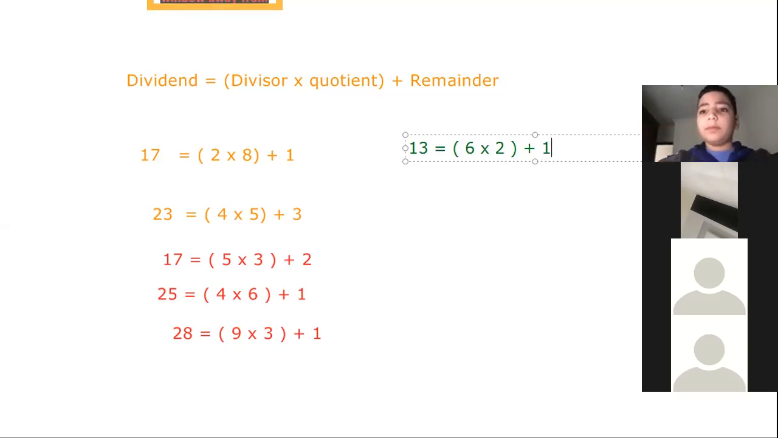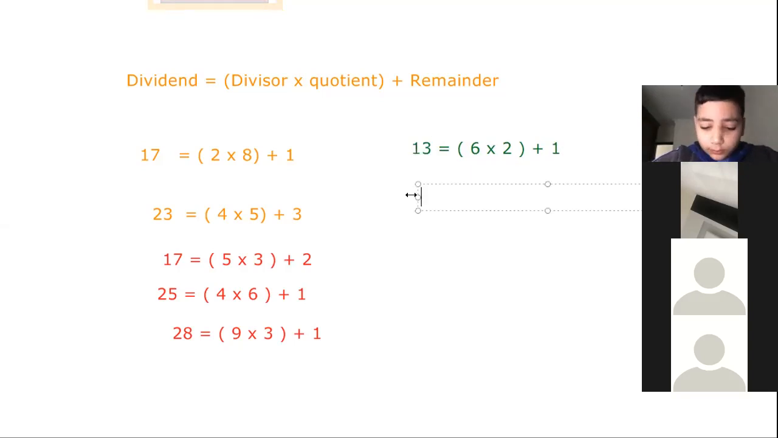Okay, Ali. Next, Karim Bitar. The others, mute. Yalla, Karim. If we have 17, but this time the divisor is 8. That times 2. Very good. 8 times 2 is 16. So what's the remainder? 1. Excellent, Karim. Very good.